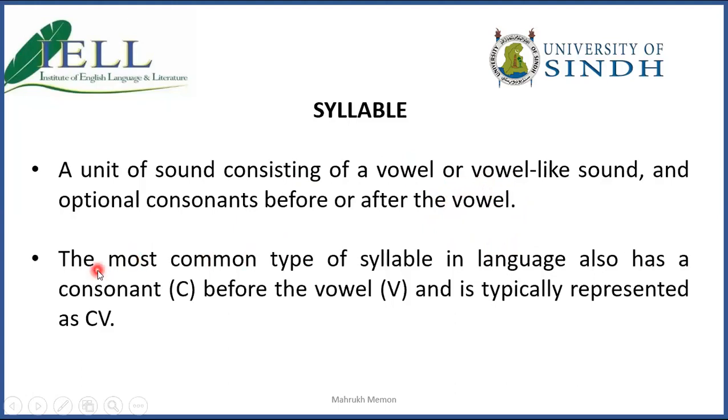Let's see. The most common type of syllable in a language also has a consonant before the vowel. So the most typically occurring syllables have a consonant before the vowel, and this is typically represented as C and V. That means a consonant which is followed by a vowel.